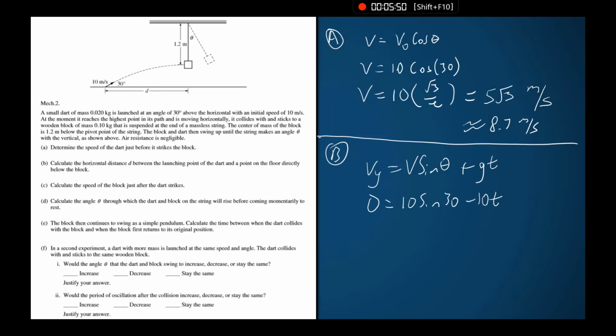Okay. So I need to solve for t. 10t equals, what's 10 sine 30? 5. So t is, okay, at half a second after we launch, we will hit the block. So now that I know how much time we're in the air for, how can I use that to figure out our distance?